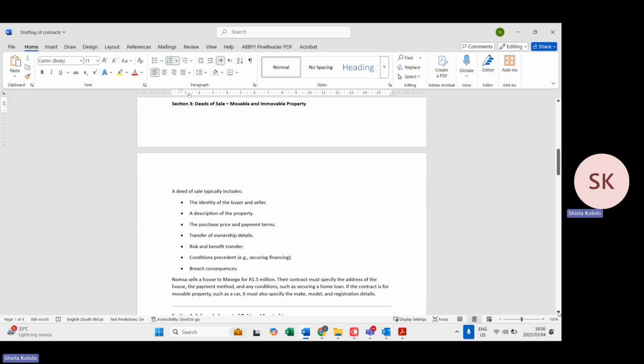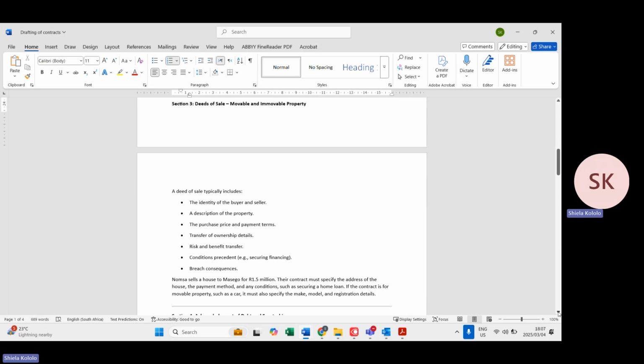So there are two conditions that the LPC likes in their exam. We've got the suspensive condition. A suspensive condition is something like this. Nomsa agrees to sell her house to Masego, for instance. But then the contract states that the sale will only be effective if Masego secures a home loan within 30 days. If the condition is not fulfilled, the contract will not come into effect. That would be your suspensive condition. Yes, we're entering into an agreement, right? But if Masego does not get a home loan within 30 days after concluding this agreement, then the contract will not come into effect.